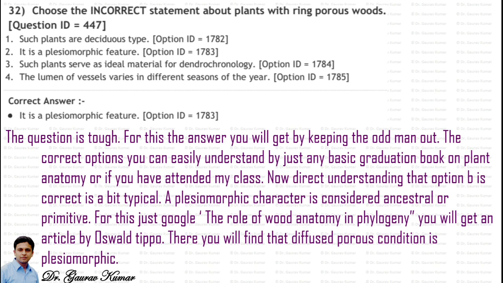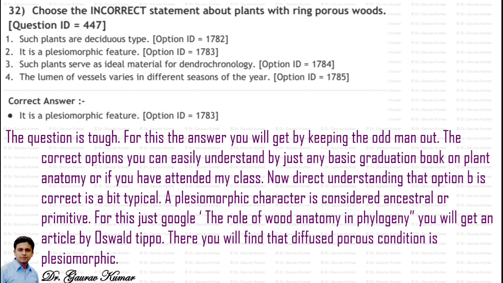The question is tough, I already wrote here. For this, you can get the answer by the odd man out method. The first, third and fourth options are easy. You can easily get them and you can see that they are correct. Then you will come to the second, that it is a plesiomorphic feature. It may or may not be correct, but yes, you can do the odd man out. The first, third and fourth are correct and they are directly from your syllabus. Otherwise, you will find the first, third and fourth in any graduation book related to plant anatomy. Or yes, if you have attended my lecture, there also you have gone through all these three.